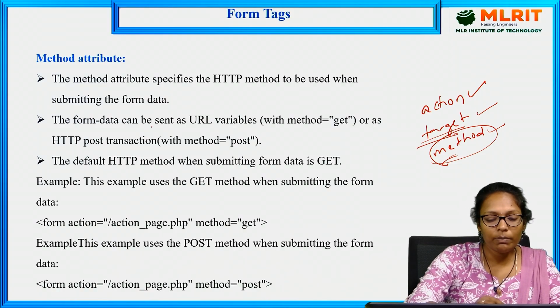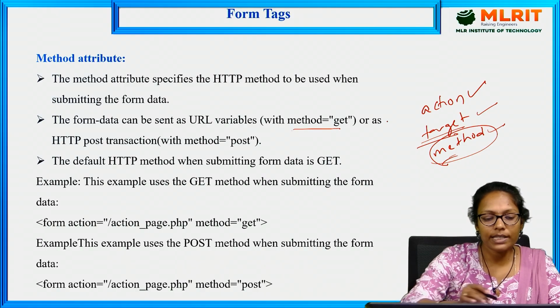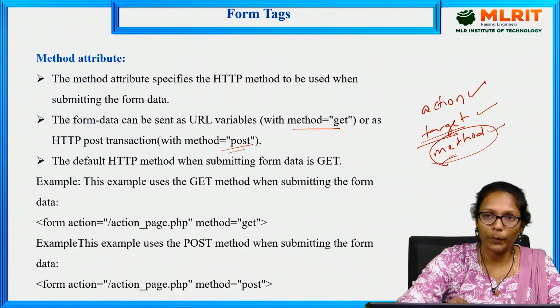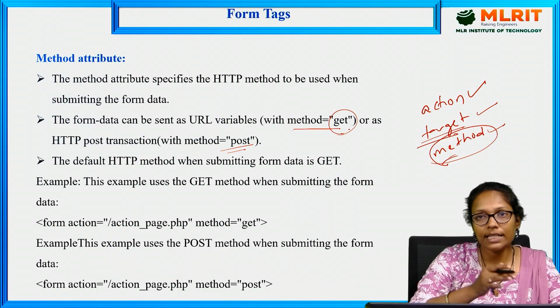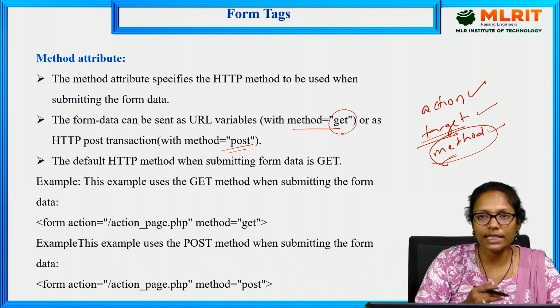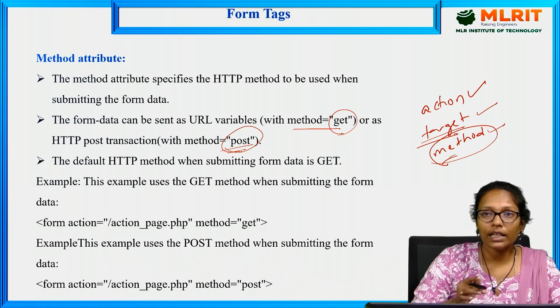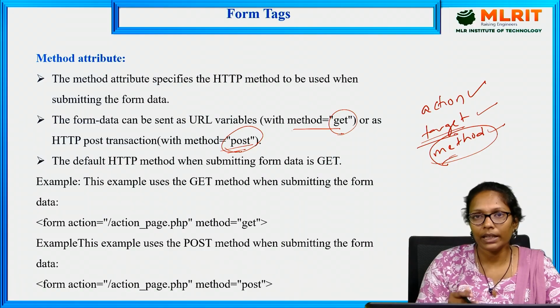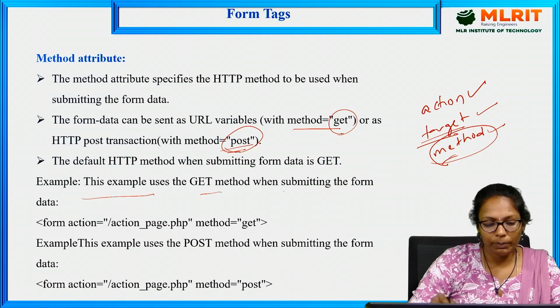So the form data can be sent as URL variables with the method get or as an HTTP post transaction with the post. So if you use the method name as get, as it is the data will be transferred without encrypting, without securing the data. As it is, the data will be transferred to the server. But if I use the post, the data will be encrypted and that encrypted data will be sent to the server.